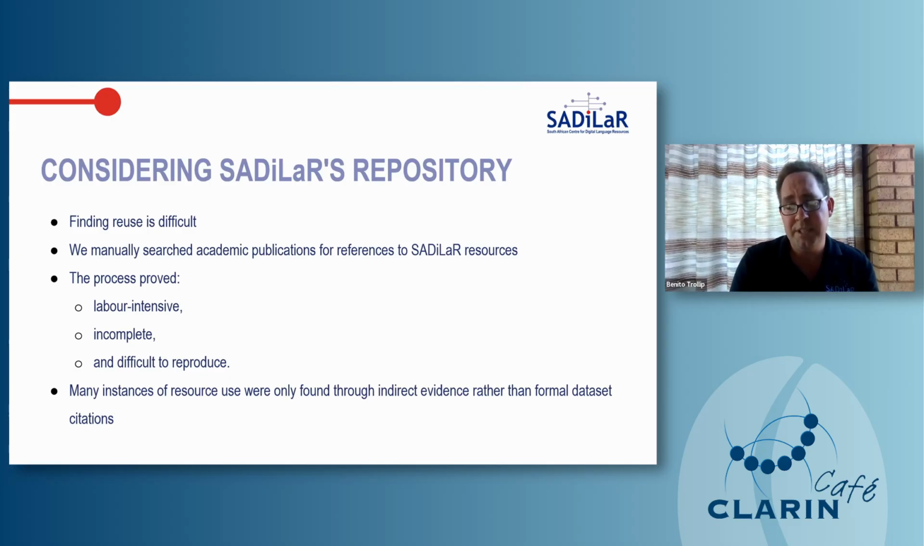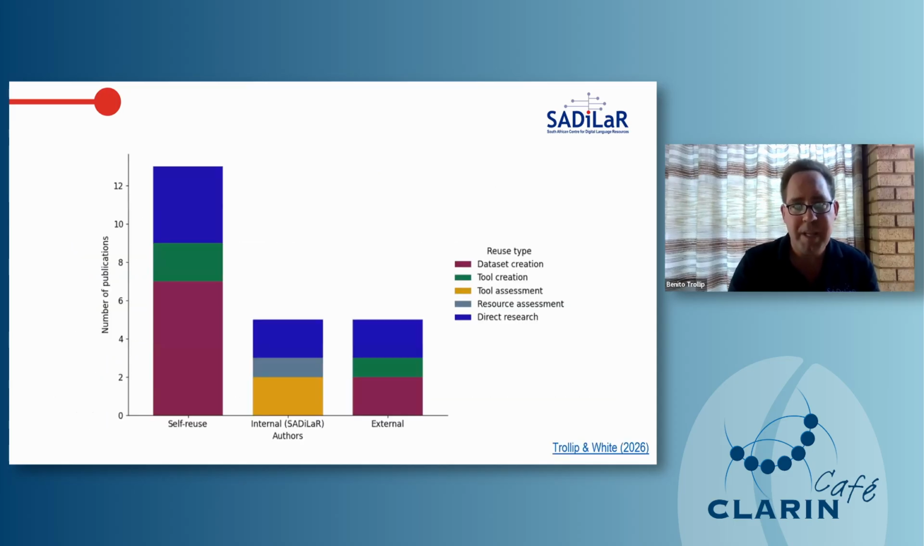The way we canvassed for articles was written by people we know who normally would submit data sets, or we find at conferences speaking about our data sets. So many instances of resource use were only found through indirect evidence rather than formal dataset citations. For example, people mentioning the resource or mentioning the website or mentioning that the resource is in the repository.